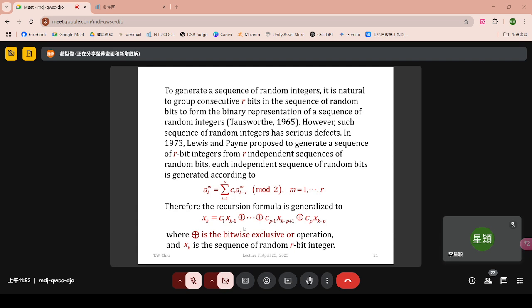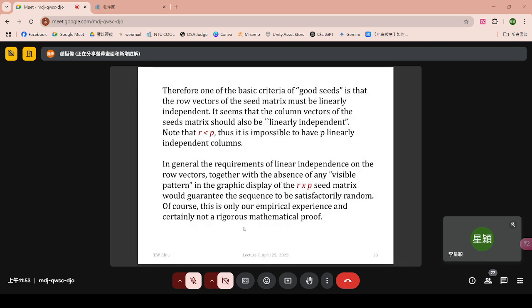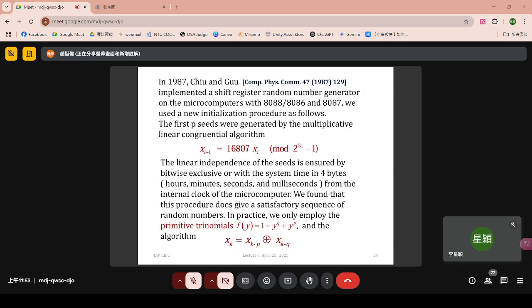But this method depends on the seed. If the seed is not very good, if it has any patterns or any linear dependence, then the resulting sequence will also have the same dependence, and it would not be a very good sequence of random integers. So how to initialize the bits, the initial integer seed, is the challenge.